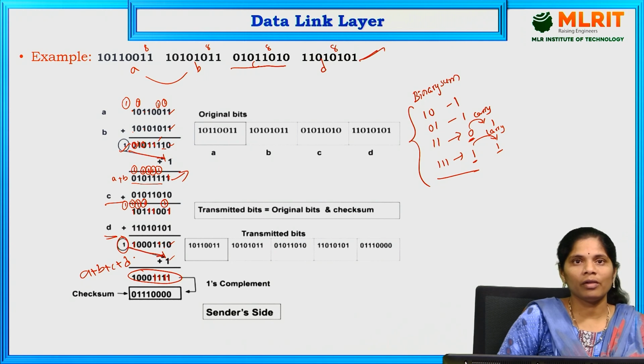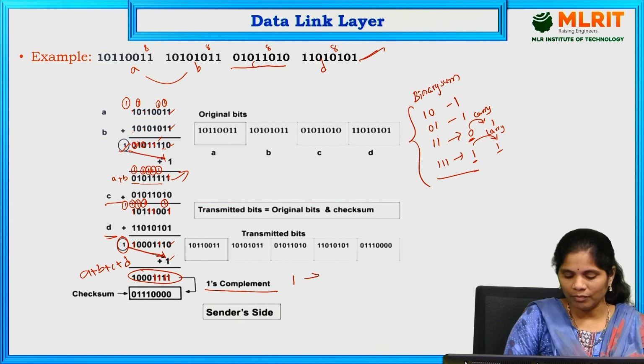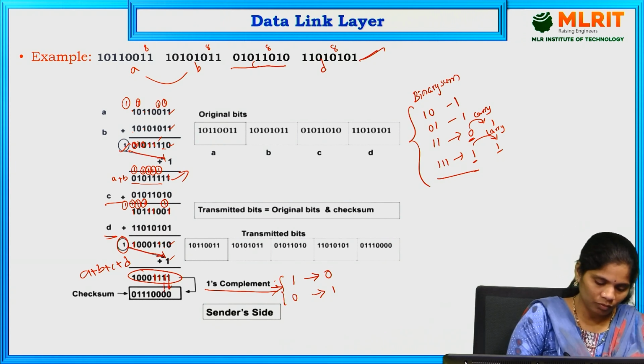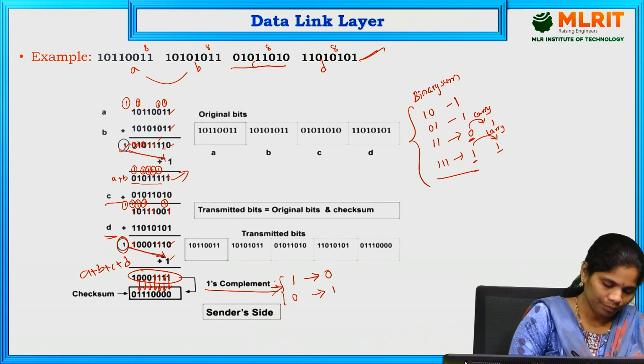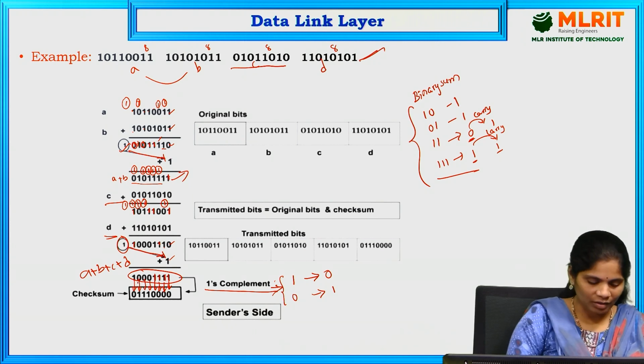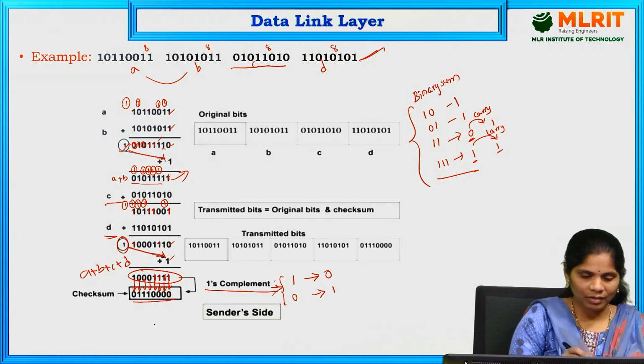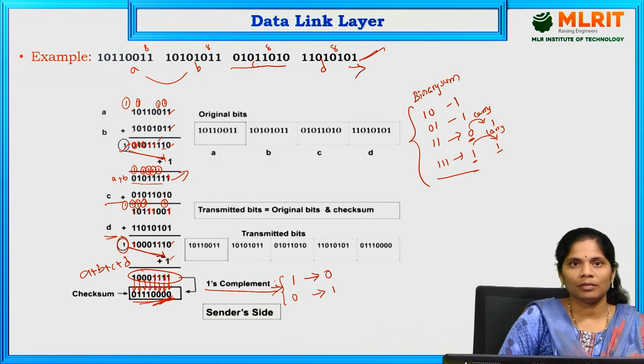After doing all the sum, what do we have to do? We have to do the 1's complement. 1's complement means what? 1 is going to be converted to 0, and 0 is going to be converted to 1. That is nothing but the 1's complement. Like this we have to do it. This is the checksum on the sender side. Along with the original data, we have to add this checksum data. That is the sender side.